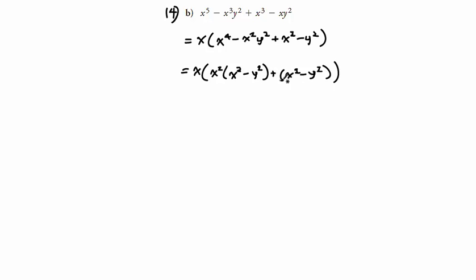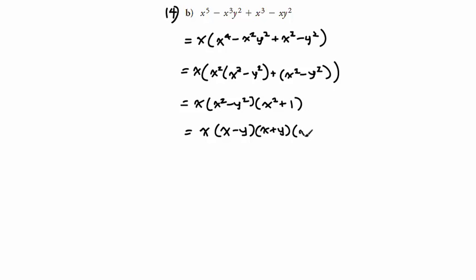And so what do you notice? We can factor this by groups, right? They're the same. So we can factor out an x squared minus y squared, which leaves an x squared plus 1. Now look at this. This could be further reduced, right? Well, not further reduced, further factored. This is a difference of squares, so we can factor this into x minus y, then x plus y. And then here we have that x squared plus 1.